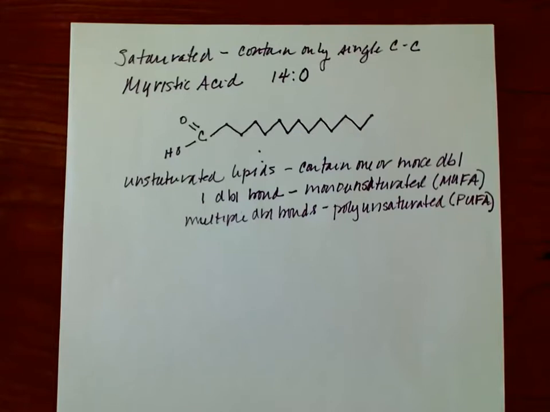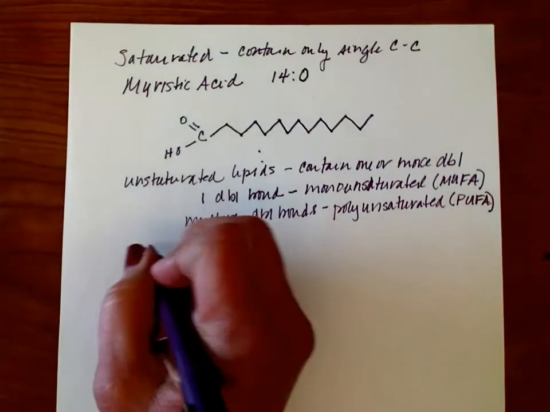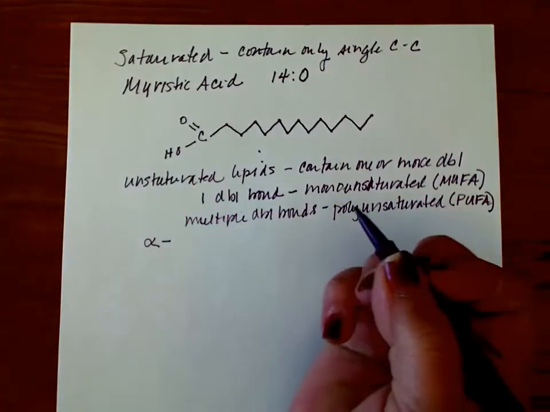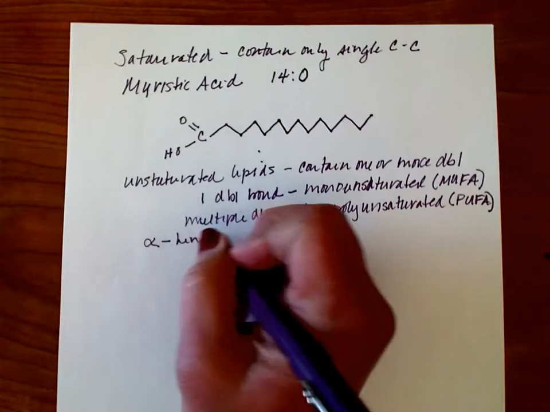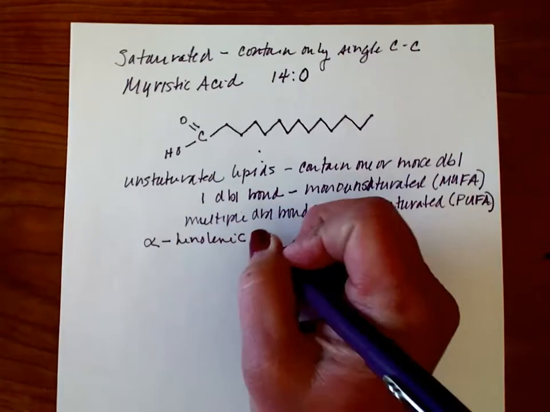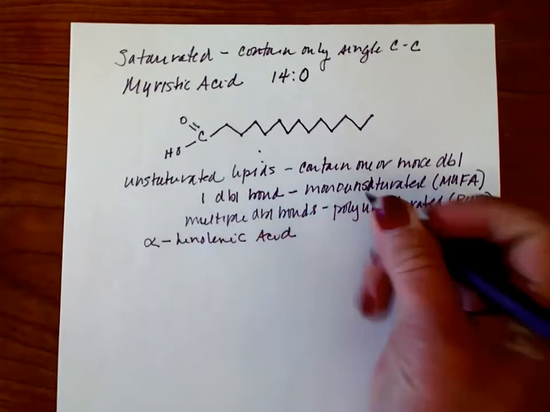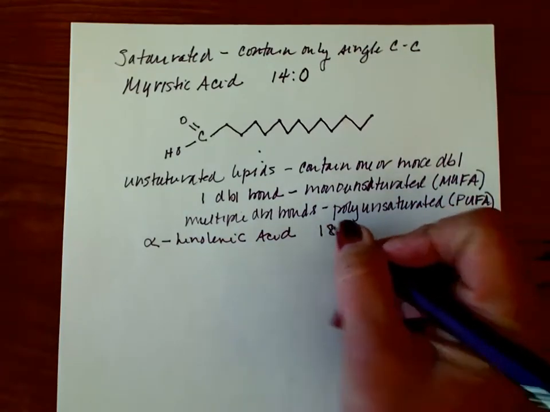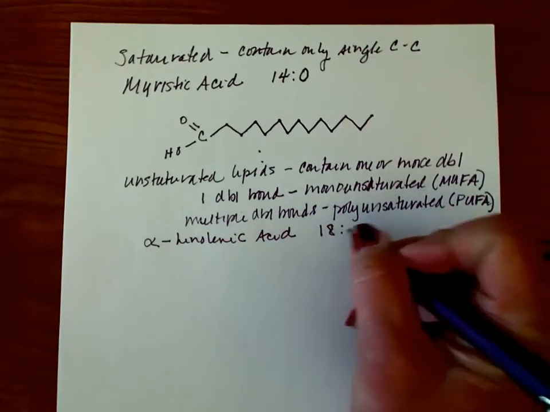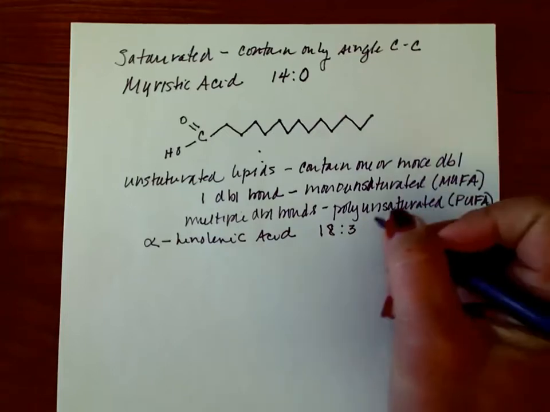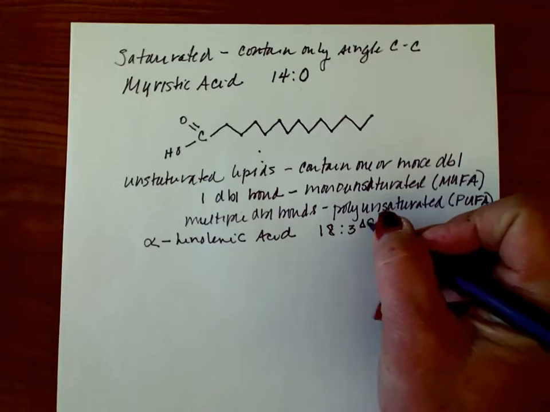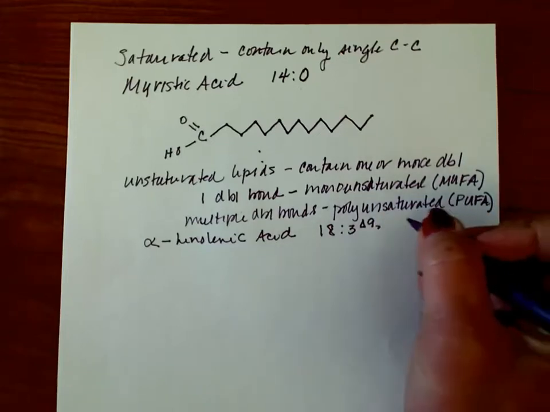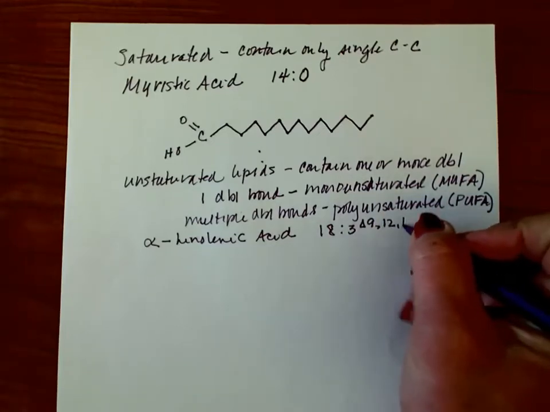Okay. Let's take a look at linolenic, or alpha. There is also a gamma, but alpha linolenic acid, with a notation of 18 for 18 carbons, 3 double bonds, and again those double bonds are indicated by these superscripts, delta 9, 12, and 15.